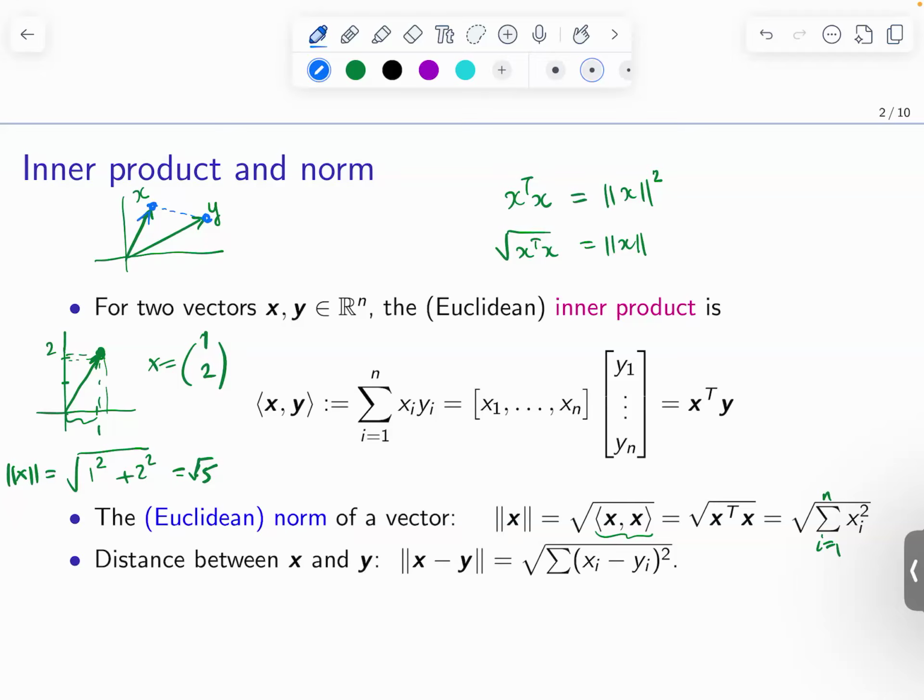So what is this vector that goes from one point to the other? Anyone know what this vector is? If x and y are given like that, what's that vector?